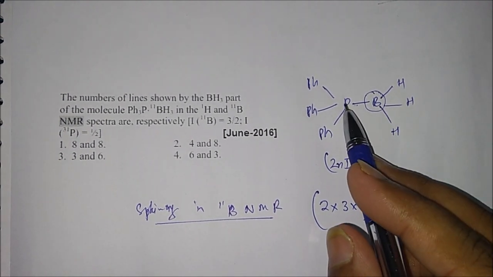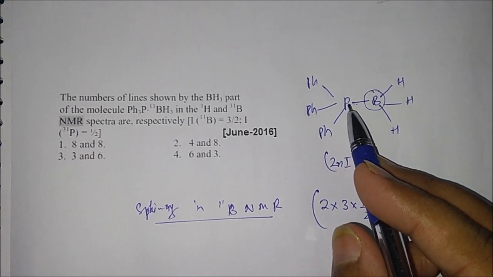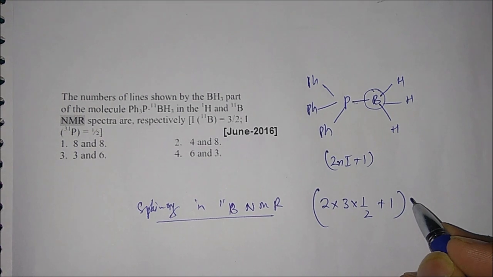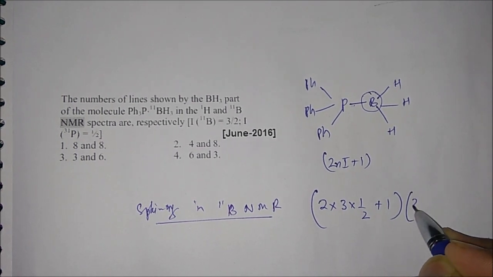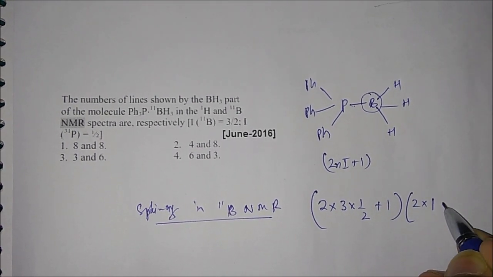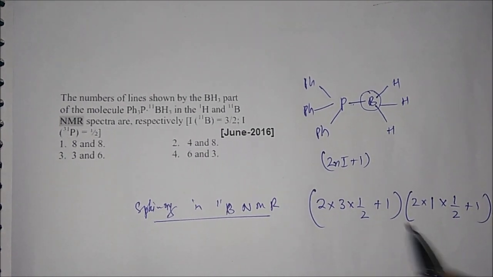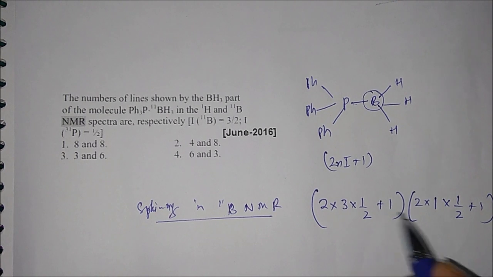Now boron is also directly attached to phosphorus, and this phosphorus will also cause splitting in boron. So that's why this will also get multiplied with it. So 2 into 1, since we have 1 phosphorus, and the value of I for phosphorus is 1 by 2, plus 1. So overall splitting will be the product of this and this.